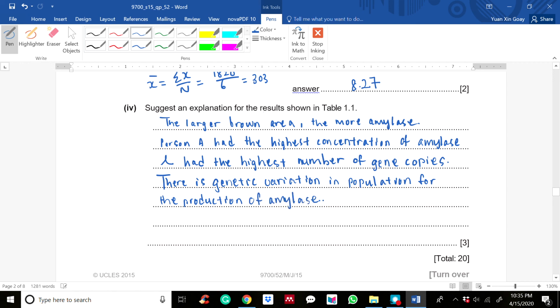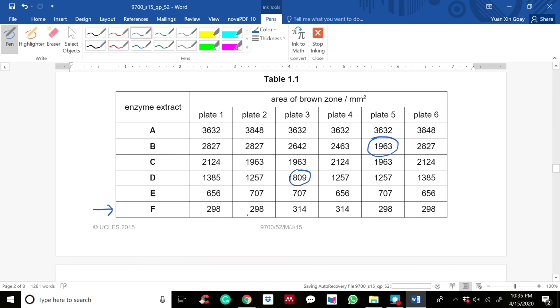Some persons have higher gene copy number, some have less. If you look into here, you can talk about person F also. Person F had the lowest concentrations of amylase and lowest number of gene copies.